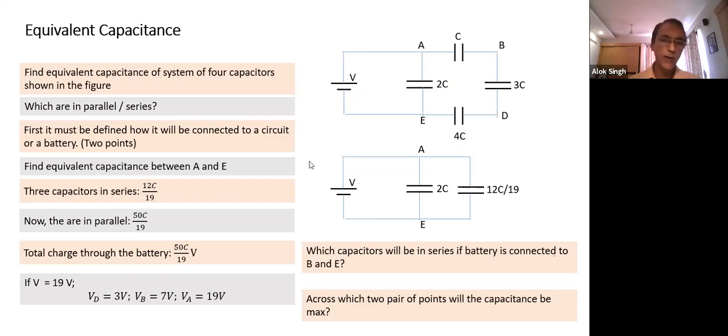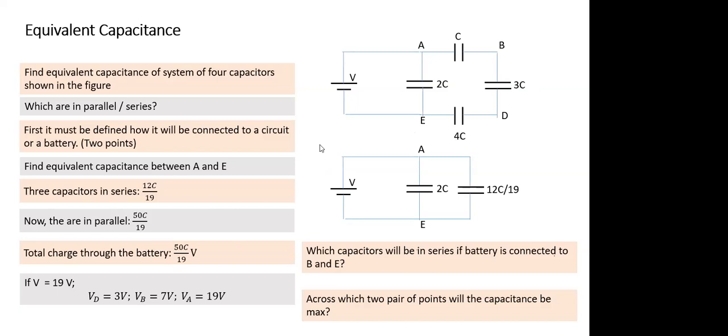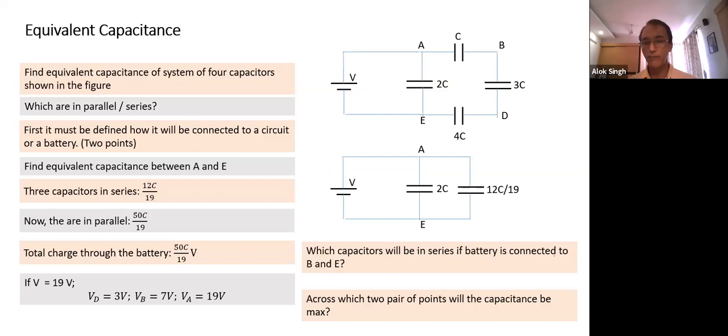Okay, this is something you think over. This is more of a logical question. And sir, D and D is maximum, right, sir? D and E will be maximum.